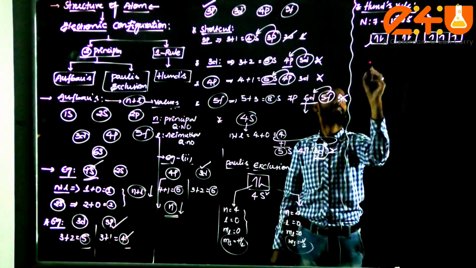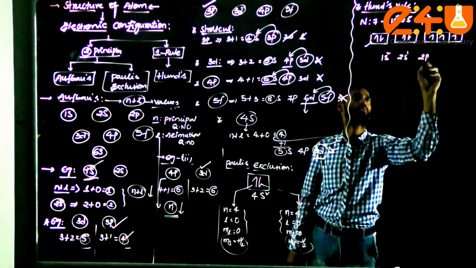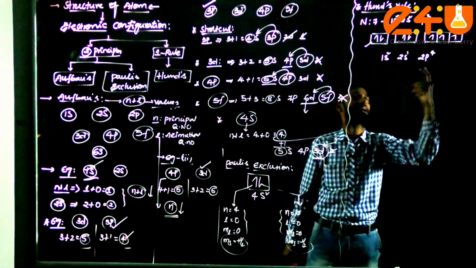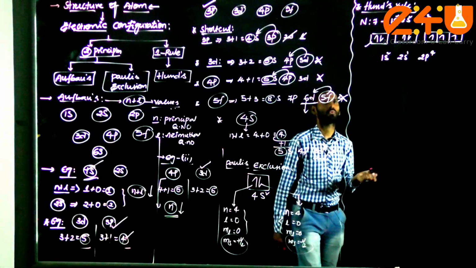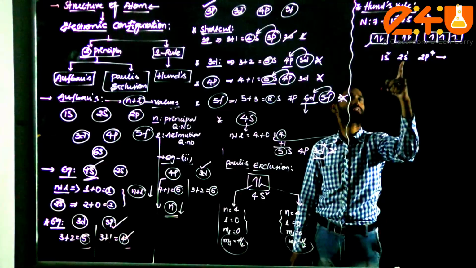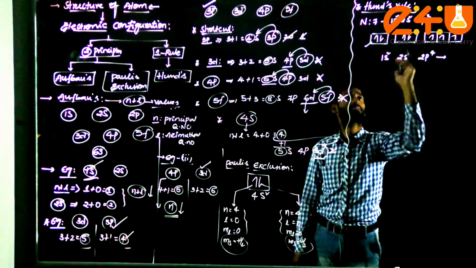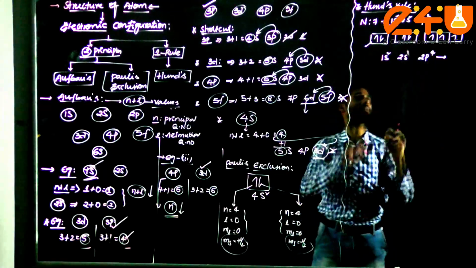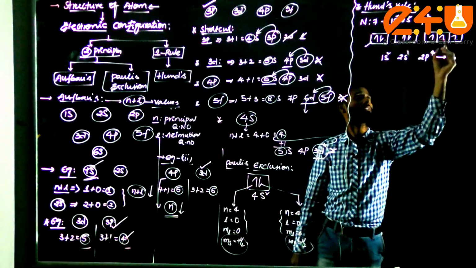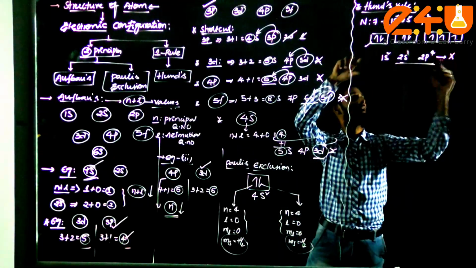Now let me give an example like this: 1s2, 2s1 and 2p4. Sometimes they will ask, my dear students, which rule does this configuration violate? It violates Hund's rule. Sir, how is it? Now if we check here, 2s contains only 1 electron, and 2p contains 4 electrons. Without completing 2s, the 4th electron enters the 2p orbital. That's why it violates Hund's rule.